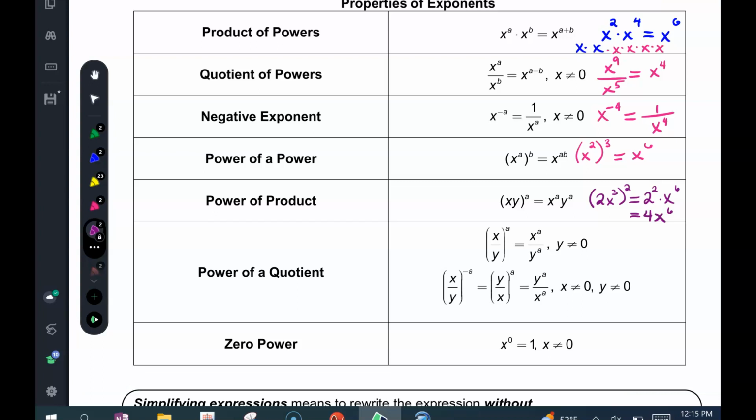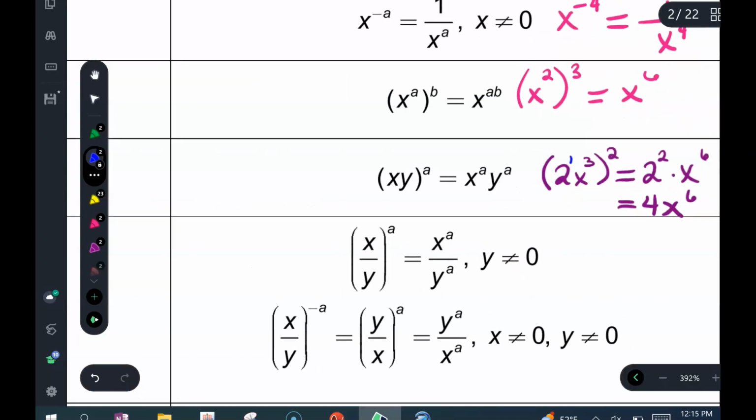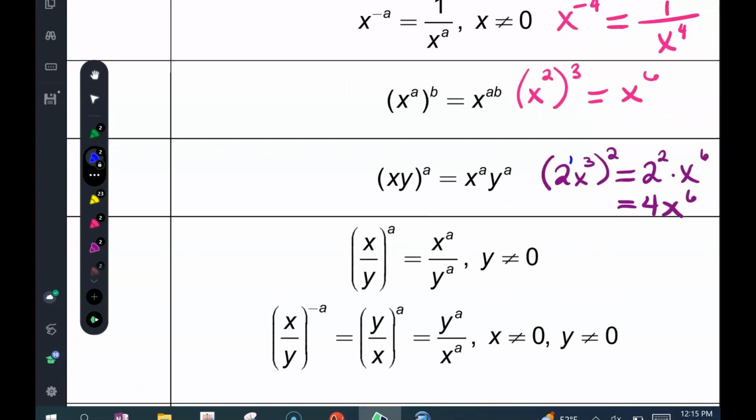We're multiplying to both. Because technically, what's the exponent of the 2? Right here, isn't that just a 2 to the 1st power? So if I multiply it, I get 2. That's how I get 2 squared, in other words. You got it? Okay. This one, same thing as the last, but with a quotient.